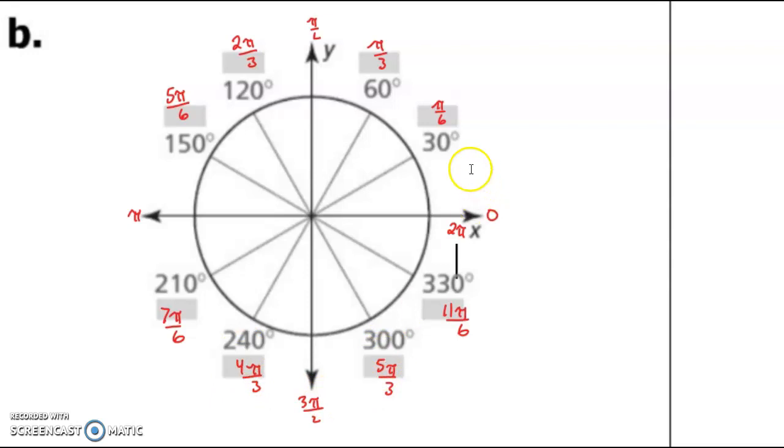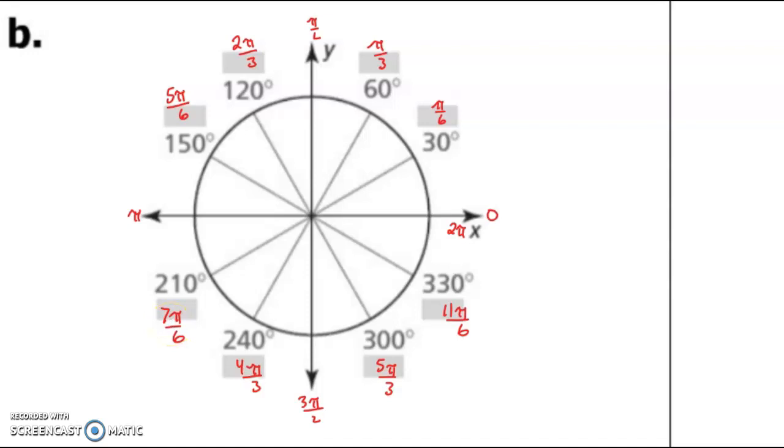So now think about in 30s. 30 is pi over 6. So if you times it by, say, 5, 5 times 30 is 150, and that's 5 pi over 6. Or if you go ahead and take it times 7, 30 times 7 is 210, and then pi over 6 times 7 is 7 pi over 6. So there really is a pattern.